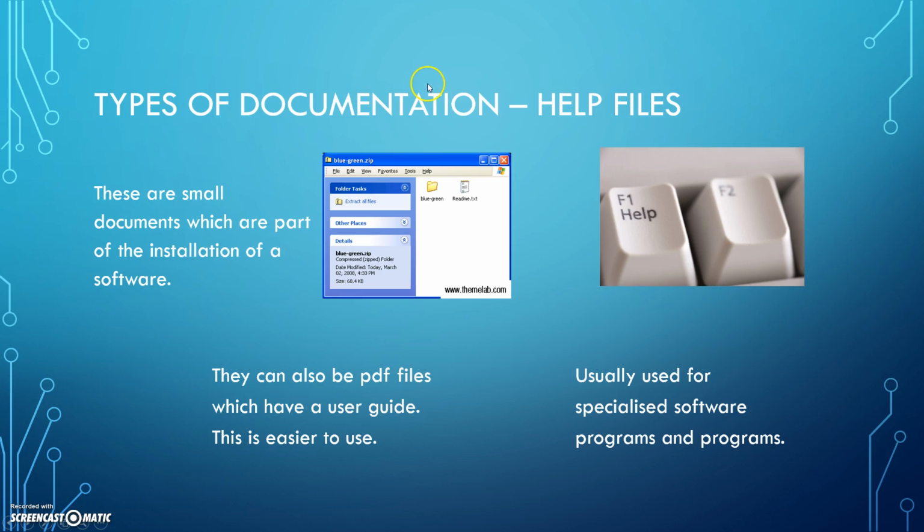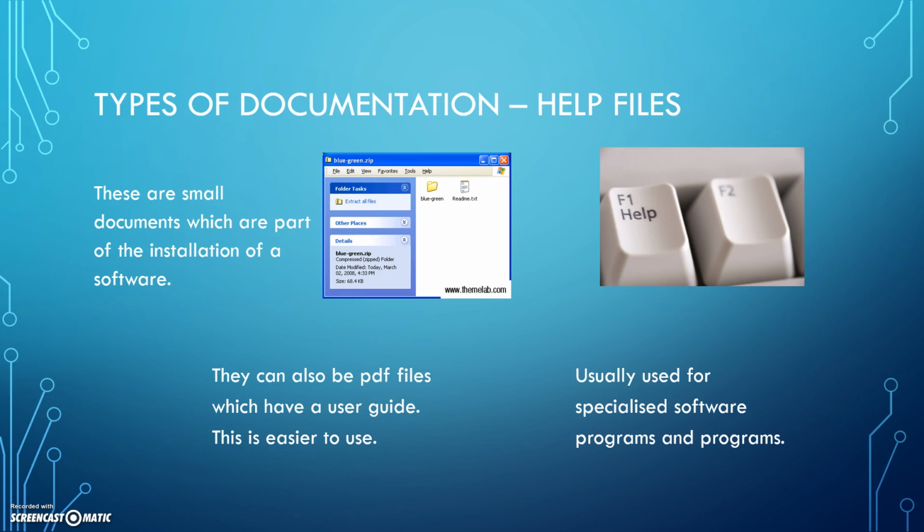So there are lots of different types of documentation. First of all, there are help files, and this is usually in the readme.txt. Sometimes if you torrent, there will be a file saying readme.txt, and this is a help file. There are small documents which are part of the installation of the software.